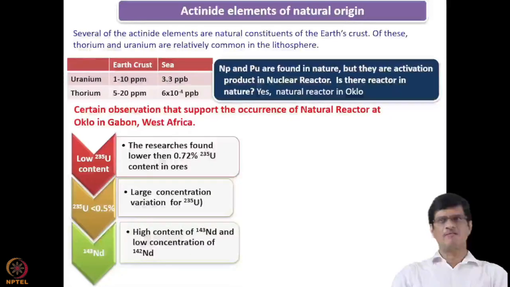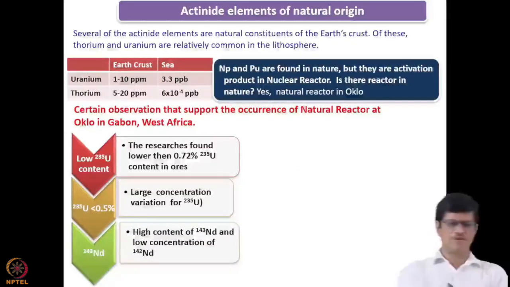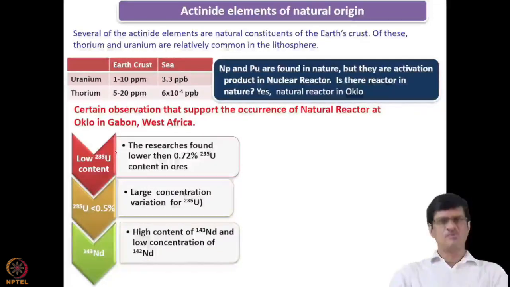But we know that they are activation products in the nuclear reactor. So how can we say that neptunium and plutonium may be possible in nature? That is because of the natural reactor in Oklo that I have already mentioned in one of the previous lectures. Certain observations support the occurrence of the natural reactor at Oklo in Gabon, West Africa, because of the low uranium-235 content. Natural uranium should have around 0.72% of uranium-235, but in the Gabon area, the uranium-235 content was found to be lower than this 0.72% present in the ores.